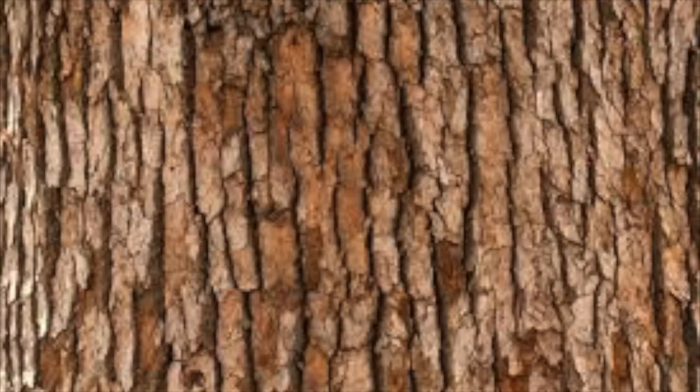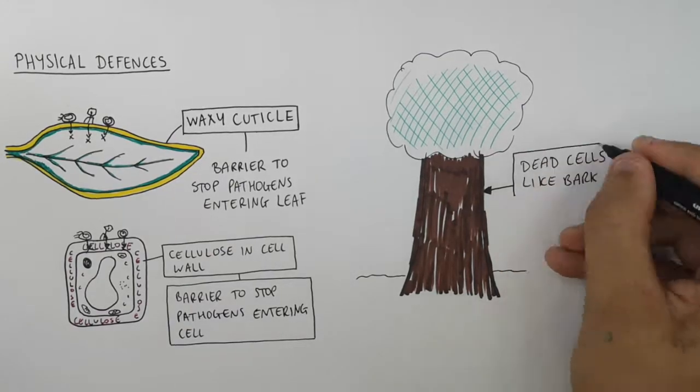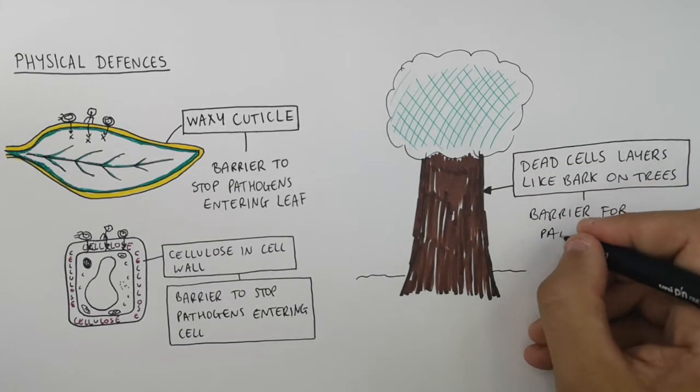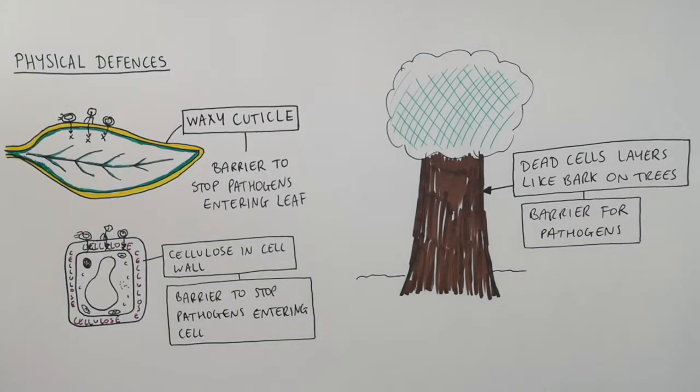This here is bark on a tree. And dead cell layers, like bark on trees, form a barrier against pathogens. So these are all physical defenses that prevent pathogens from entering the plant or cells.